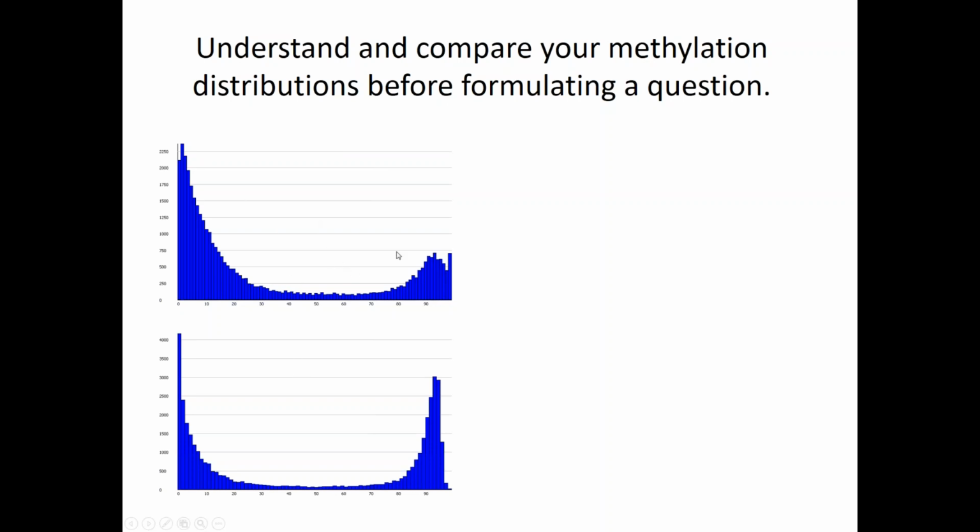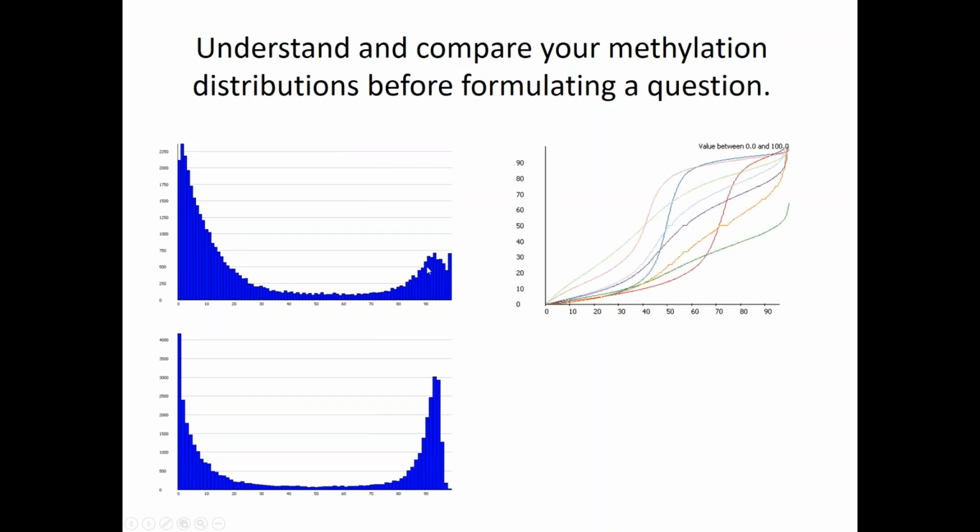For example, in this case I'm comparing two samples, and what I can see is that the shape of the distribution is about the same, but the proportion of regions that fall into the high and low methylated blocks shifts. In this bottom one, there's more data in the high region and less in the low region. So what we're looking at is a set of positions that change state from low to high. In other cases, you might see something more subtle.